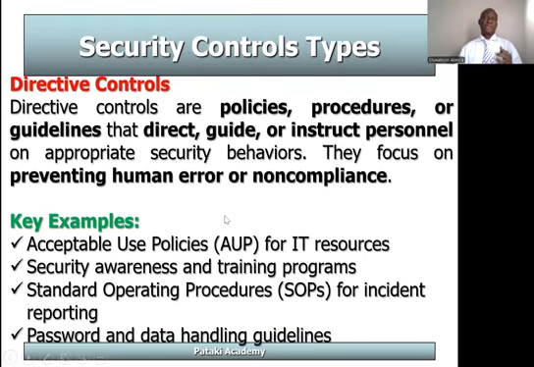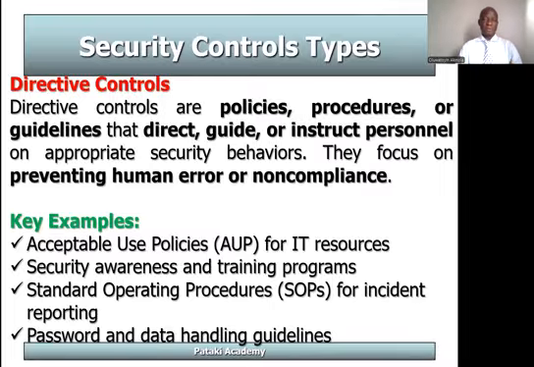And the last one is directive control. Directive controls are policies, procedures, or guidelines that direct, guide, or instruct personnel on appropriate security behaviors. They focus on preventing human error or non-compliance.